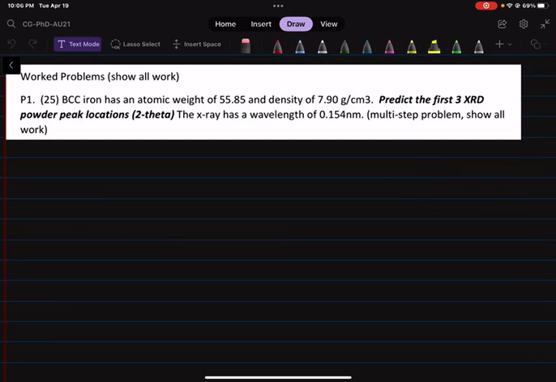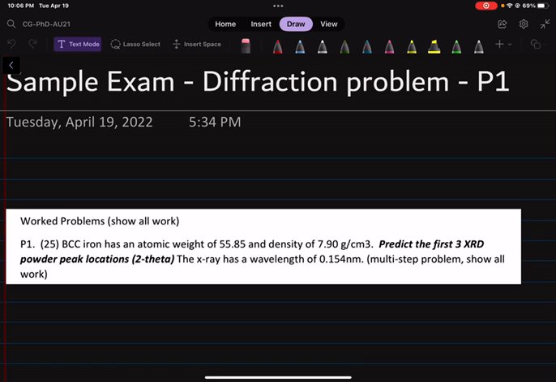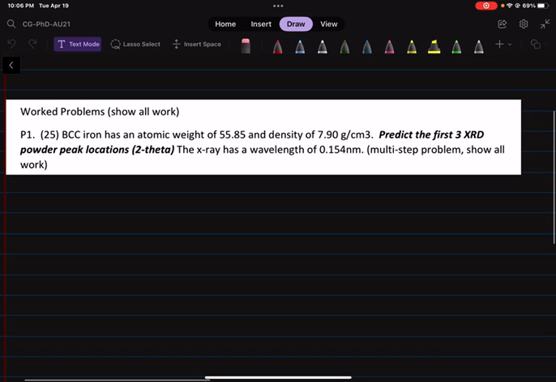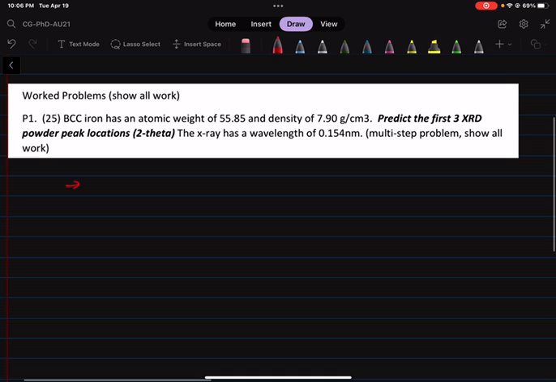Right, so I just wanted to review one of the problems in the sample exam on diffraction. There was a similar problem in the homework, and it seems that many students are struggling with this question. So let's just take a look at how you could approach it.